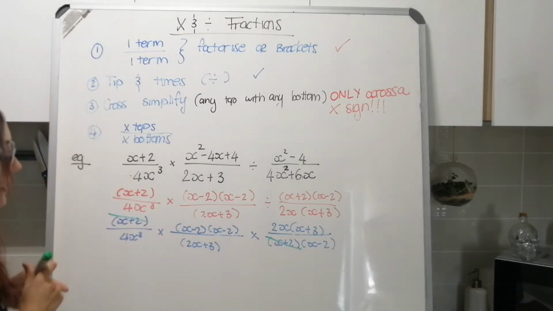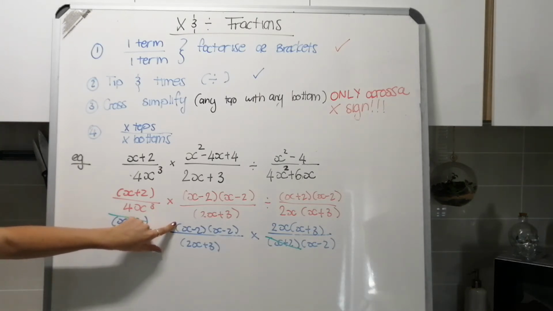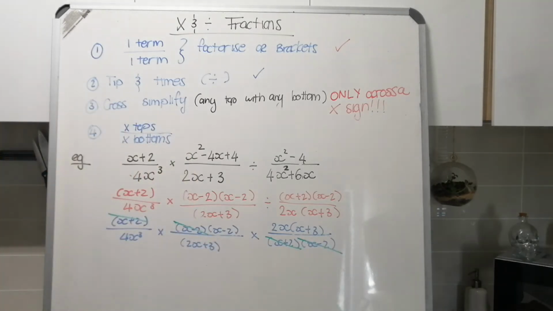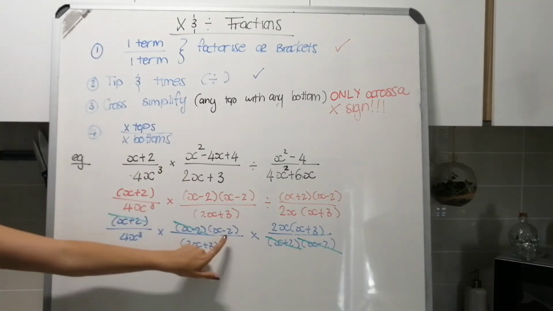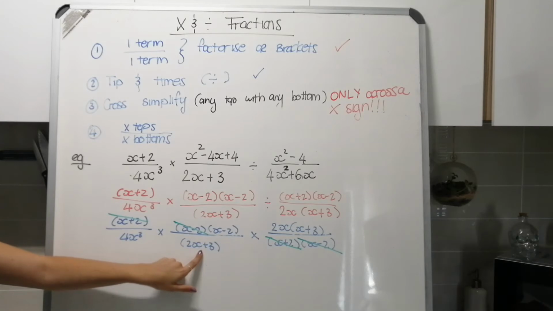I've got an x plus 2 here, and I've got an x plus 2 there. Those cancel. Okay, let's move on. x minus 2. Have I got an x minus 2 at the bottom? I do. That top with that bottom, the entire bracket. Next one, x minus 2. There's no more x minus 2's at the bottom to cancel with, so that has to stay. Let's move to this one, 2x plus 3 at the bottom. Do I have a 2x plus 3 at the top?